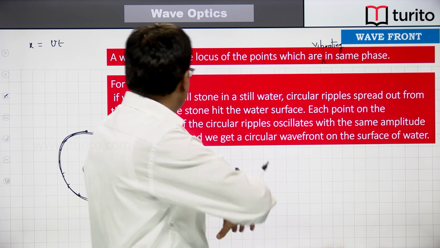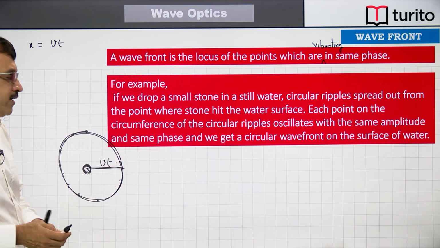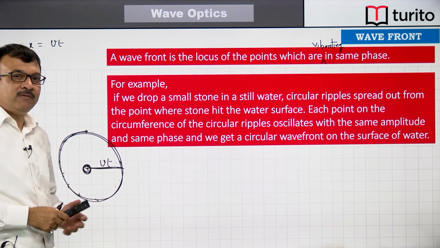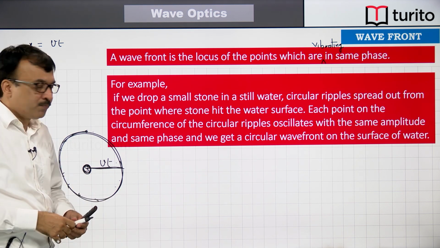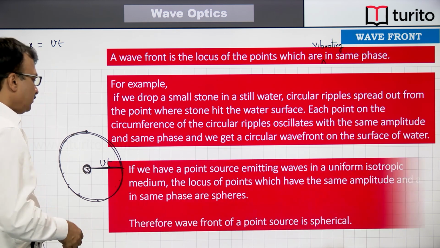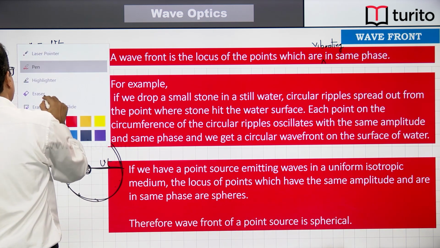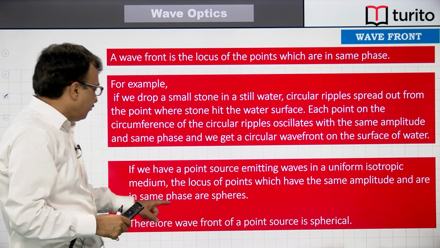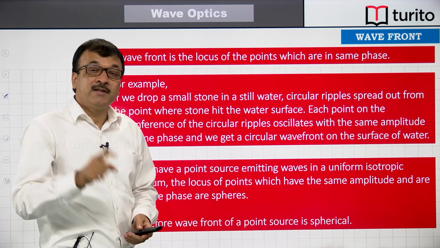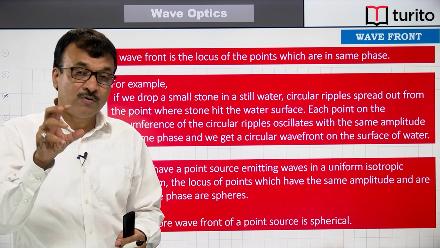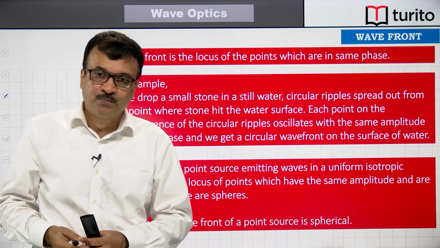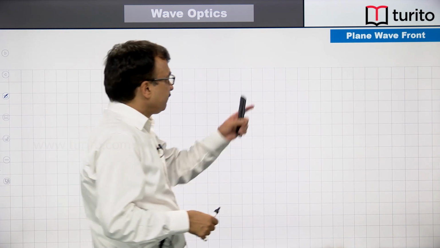And if you join all these particles which are oscillating in the same phase at a distance Vt, the shape comes out to be the shape of a sphere. So this statement is basically saying that the wavefront of a point source is spherical in shape. So the shape of the wavefront is spherical if the source of light is a point source. Now consider plane wavefront.